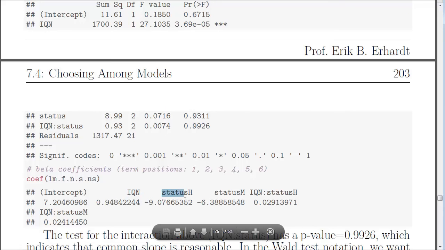Then we have the status high group, that's beta 1. Then beta 2, that's the intercept for the medium group. Then we have the slope for the high group, that's beta 4. And then the slope for the medium group, that's beta 5. Okay, so it's in a slightly different order. We have beta naught, 3, 1, 2, 4, 5.